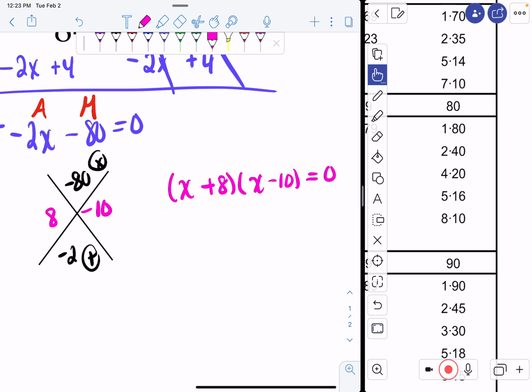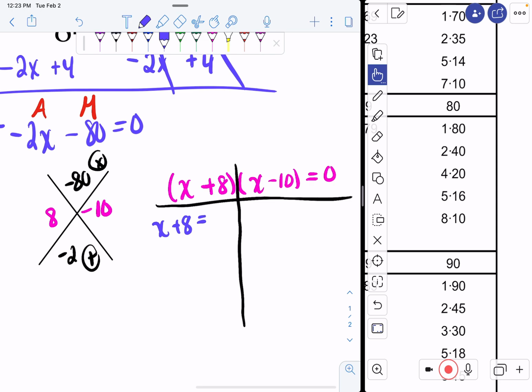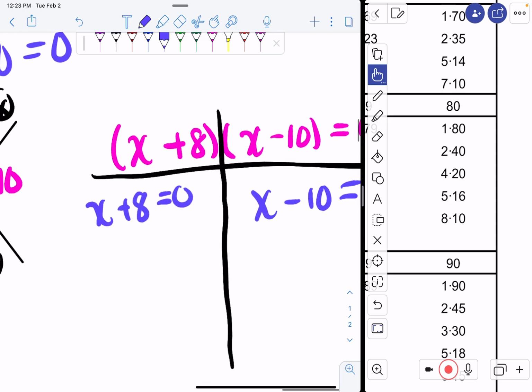And I set that equal to 0. I do my t-time. And I get x plus 8 equal to 0, x minus 10 equal to 0. And I just solve both of these mini equations.